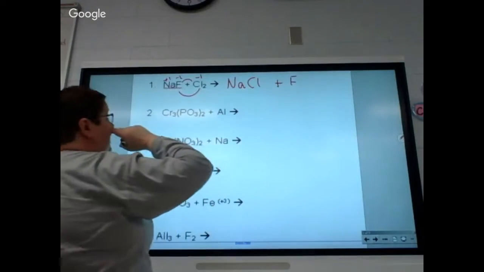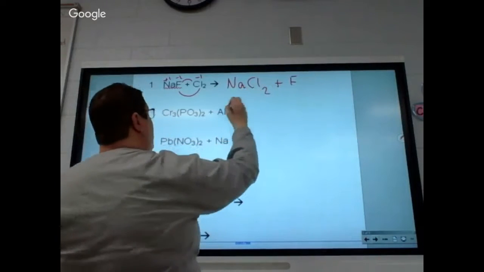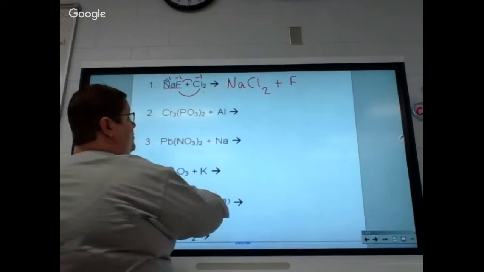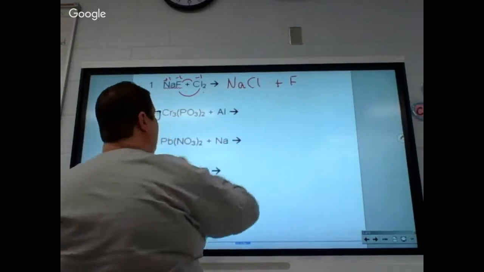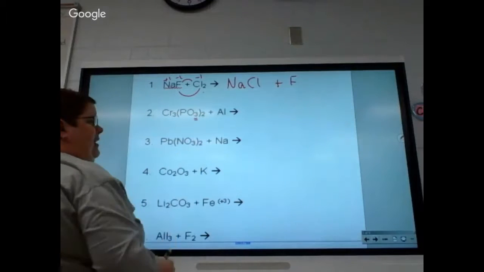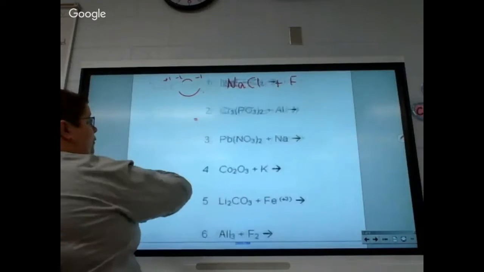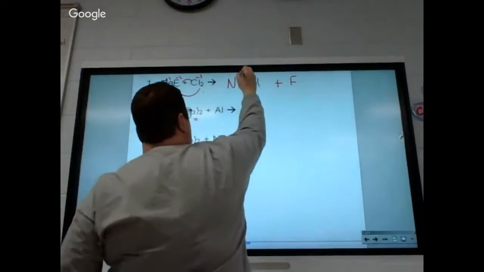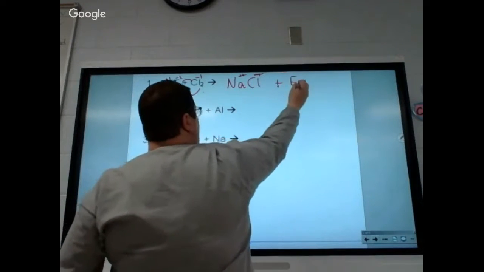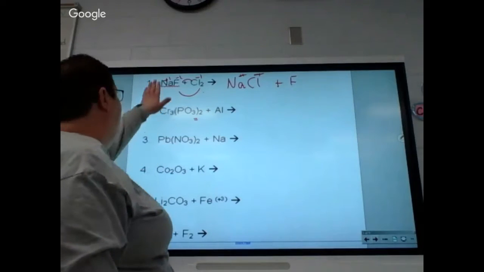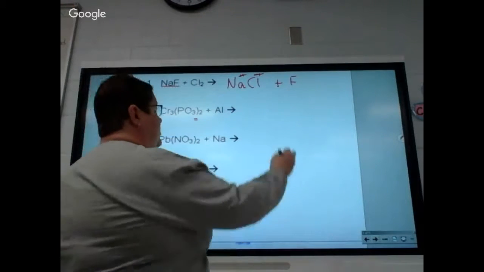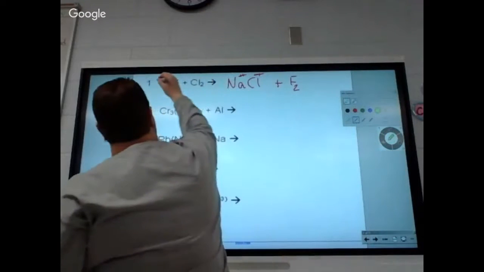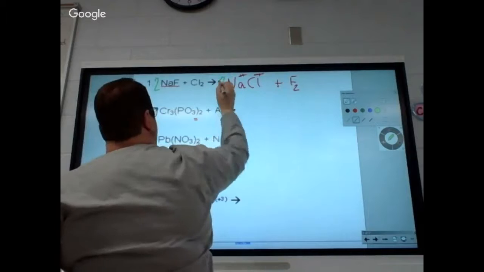Now, second mistake a lot of people are making is they're bringing the 2 from this side to this side. Can you bring any of the subscripts over? No. Unless it's part of something in parentheses like that 3, it doesn't get to go across the arrow. Okay? So, +1, -1, they cancel. Fluorine is by itself. Is it 1 of the 7 diatomics? Yes. So, put a 2 on it. To finish balancing it, you need a 2 on fluorine. Make 2 sodiums, 2 sodiums.